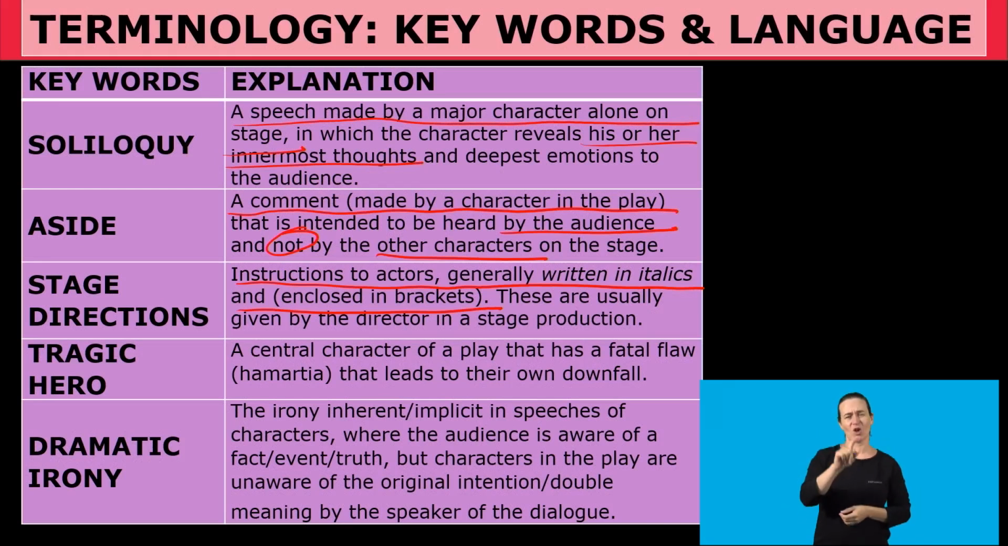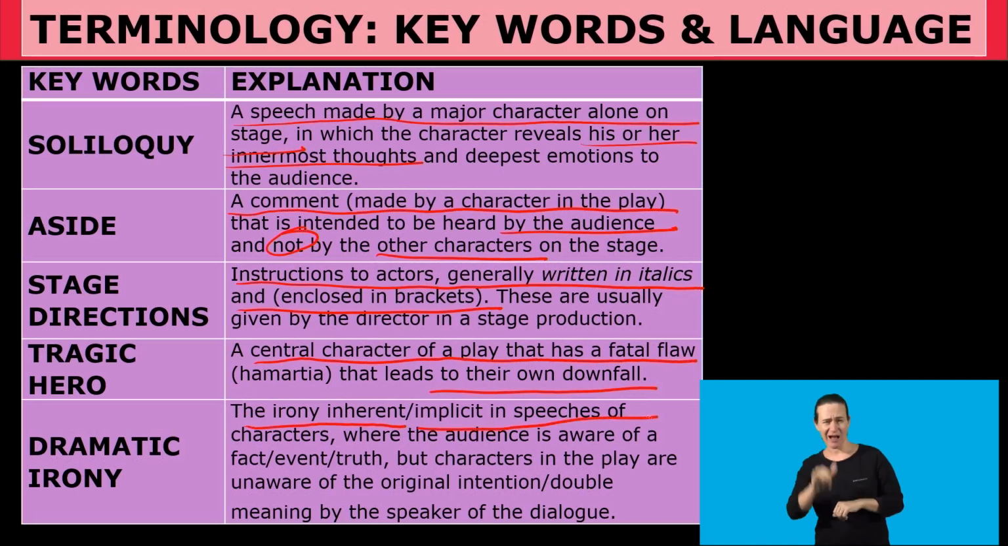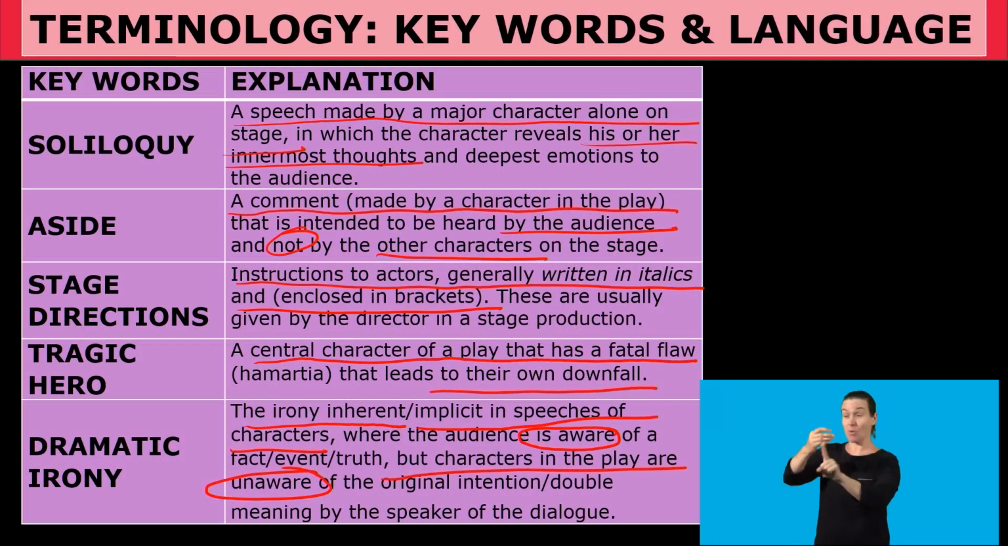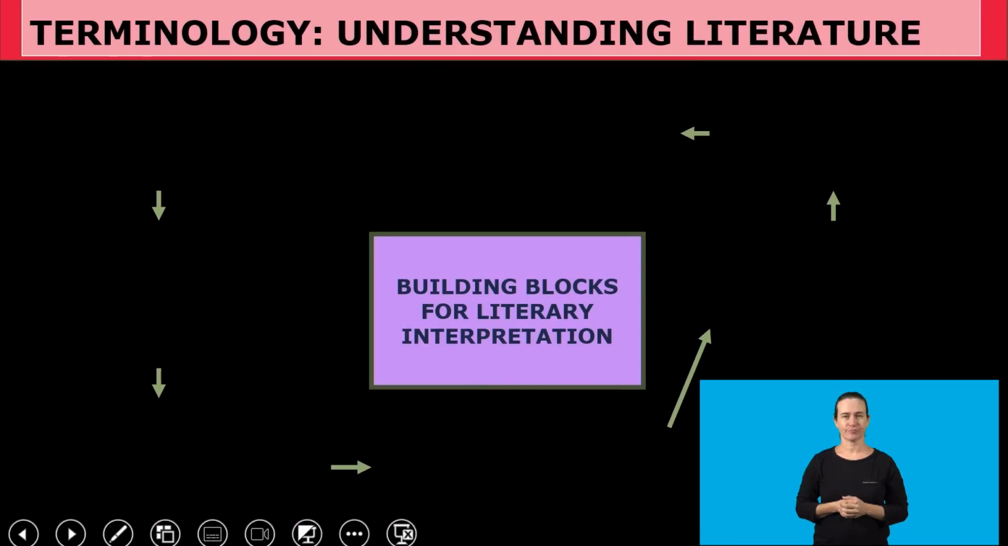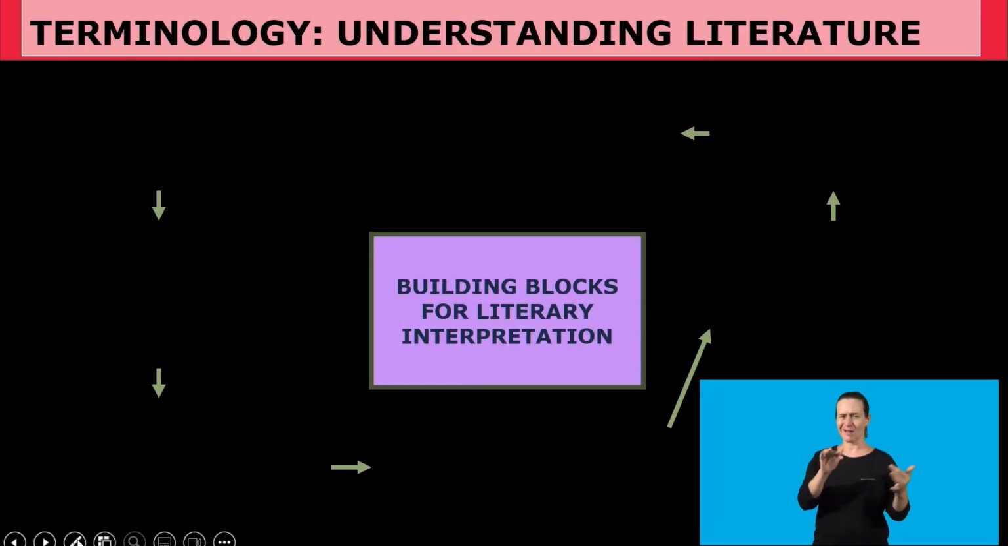A tragic hero is an essential character of a play that has a fatal flaw, which is also called a hamartia, that leads to their downfall. Dramatic irony: the irony inherent in speeches of characters, where the audience is aware of a fact, but the characters in the play are unaware of it. So the audience is aware and the characters are unaware of the original intention or double meaning by the speaker of the dialogue.